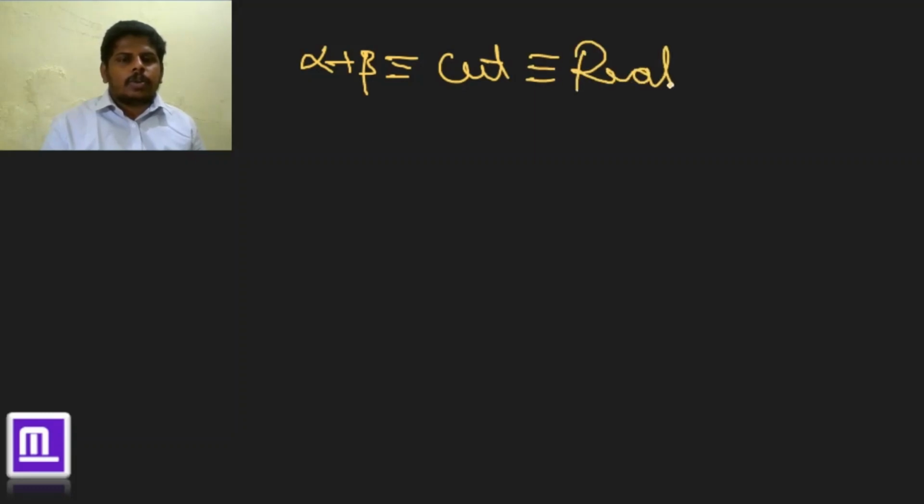So what we have now is a very important and beautiful thing: alpha plus beta is a cut, that is, it is a real number. So with our definition of addition, by adding two real numbers, we get a real number, I mean, once again a cut. So it is closed under our operation, that is, addition.